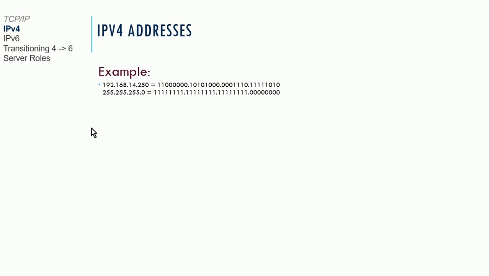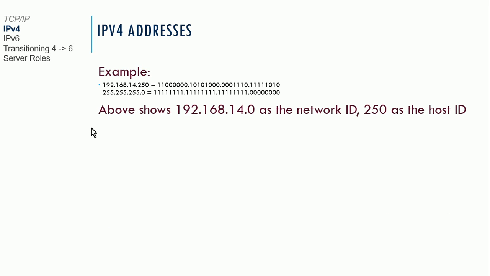So take a look at this example here. The IP address you can see there in binary, and the subnet mask is also in binary, where the ones on the subnet mask mean that is the network portion of the address, and where you have zeros, it is the host portion of the address. Hopefully this was covered in much greater detail in a networking course, which is a prerequisite to this course.